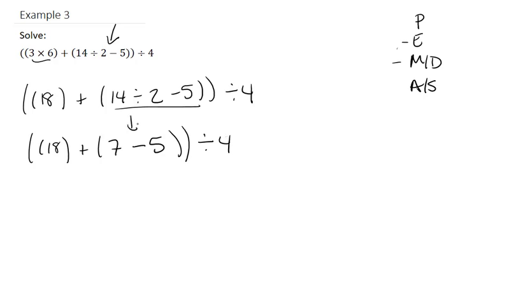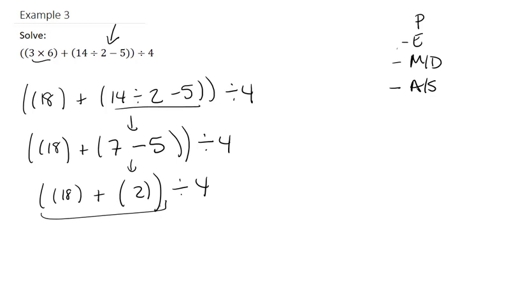Now we need to deal with this parentheses, continue on, and we need to just subtract this 7 minus 5, which is 2. So we can go ahead and rewrite this. Now we've dealt with everything inside this parentheses as it's simplified. You can't do any more operations, and so we need to deal with this larger parentheses now. So all we have is 18 plus 2. There's no more operations, so we can just go ahead and solve for that. So 18 plus 2 is 20.